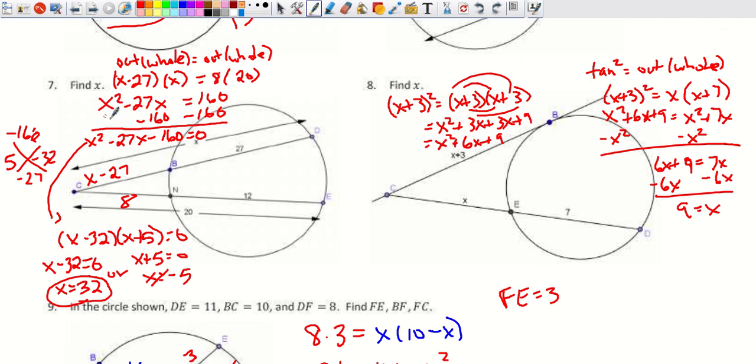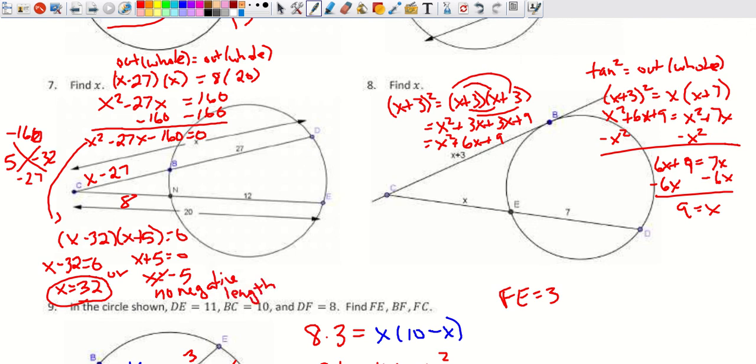So I notice it's a quadratic, get it equal to 0. And then the numbers that multiply to give me 160 up here, that add or subtract to give me negative 27 would be 5 and 32. So I bust out my factored form, x minus 32 times x plus 5 equals 0. So I get answers of 32 or negative 5. And once again, we are rejecting the 5 because there are no negative lengths.